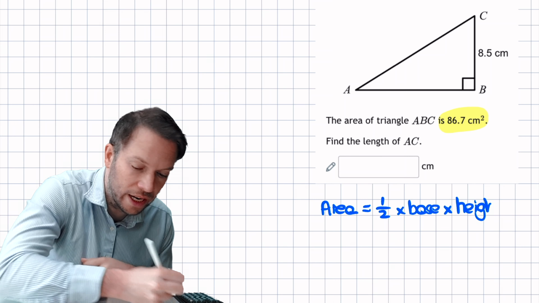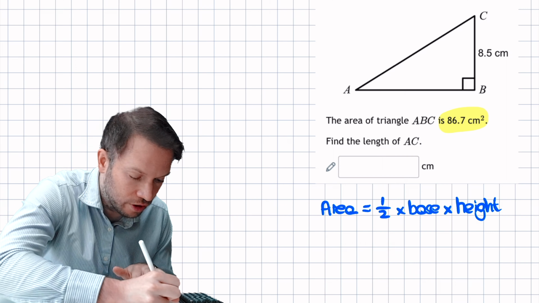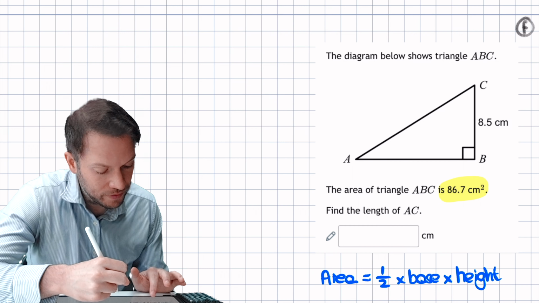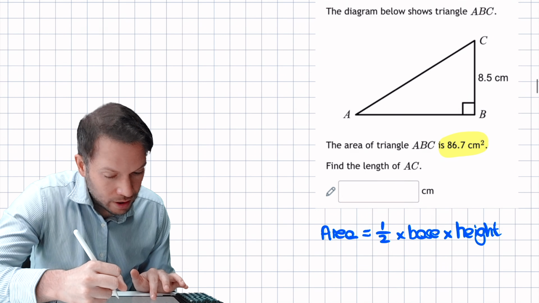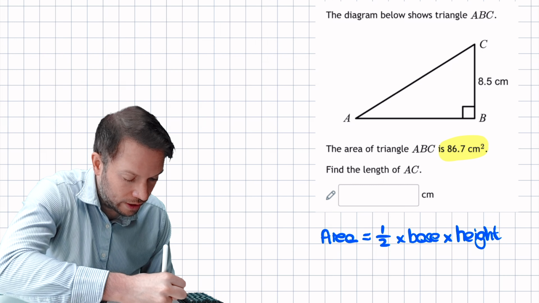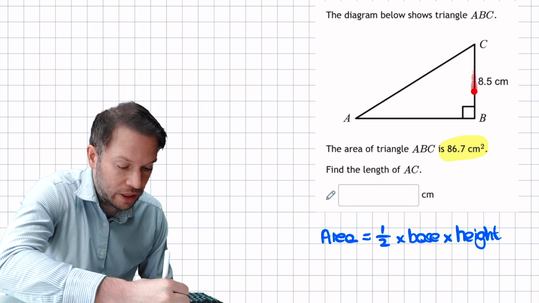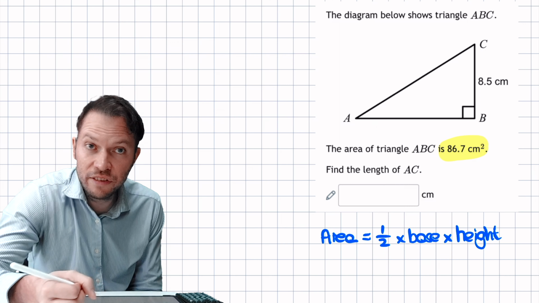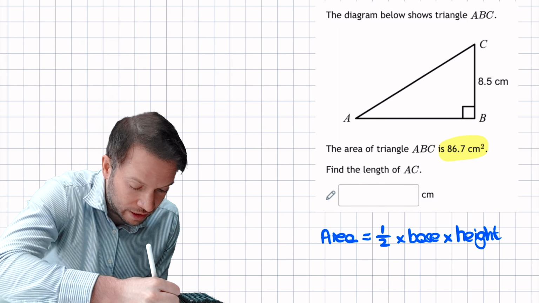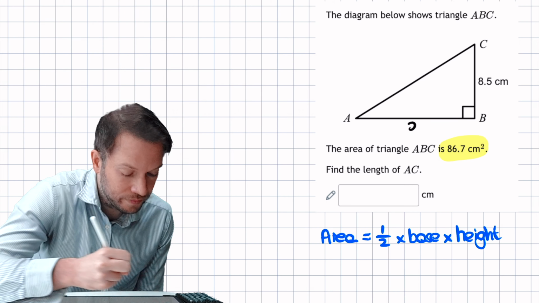By perpendicular height, I mean that the height of the triangle is at right angles to the base. It's perpendicular to it. So we know the area, we know the height of the triangle, it's 8.5, but we don't know the base of the triangle. So let's just introduce a variable because we don't know it. We're going to call this base, let's say x.